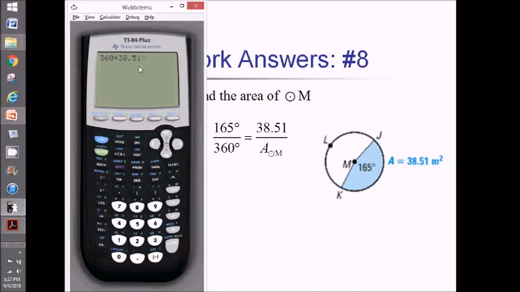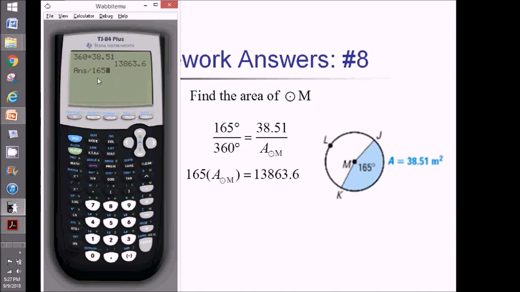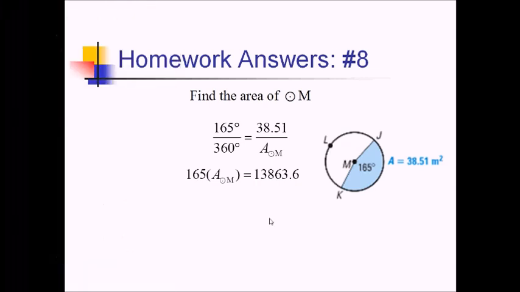Doing that on our calculator, that comes out to 13,863.6. So we just have to divide this crazy number by 165 and we'll have our area. Doing that out on the calculator, I'm going to get an answer of 84.02, and that's going to be in square meters.